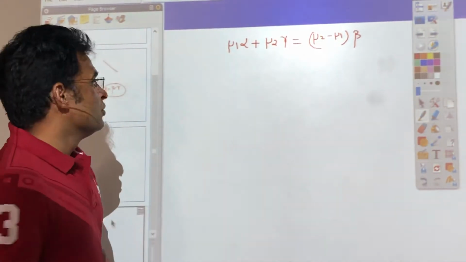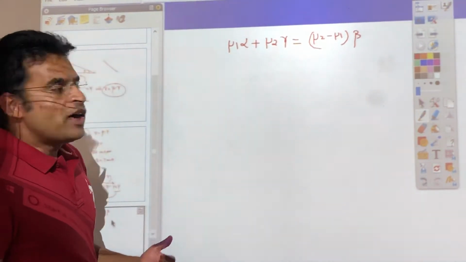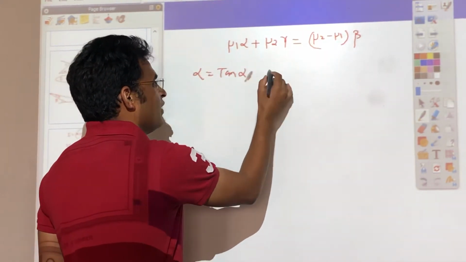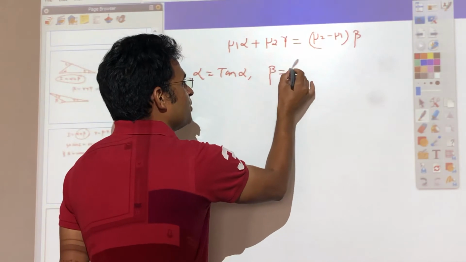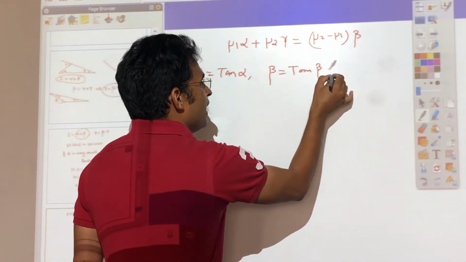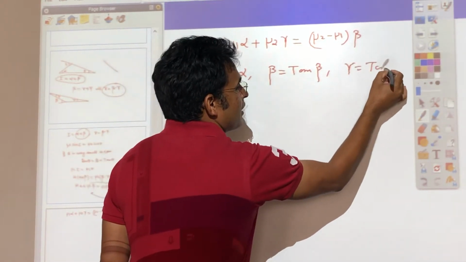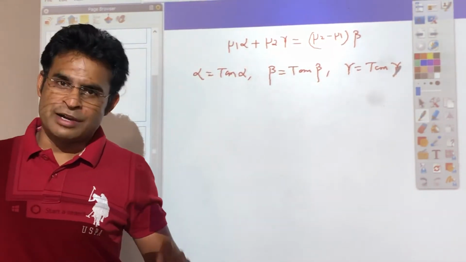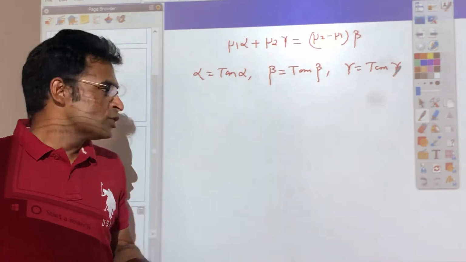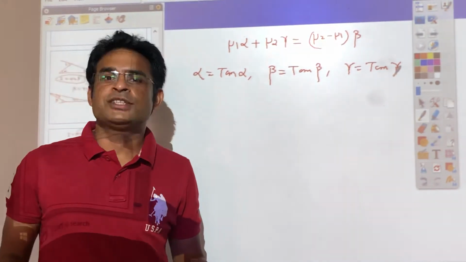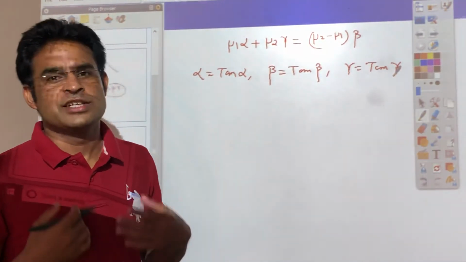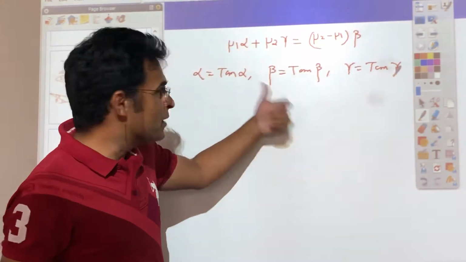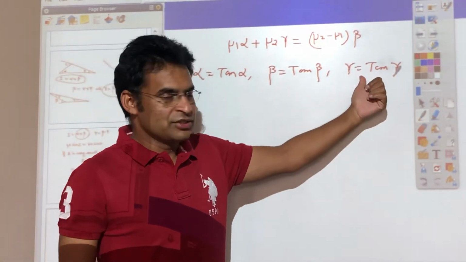This value. We can also write alpha is equal to tan alpha, beta is equal to tan beta, and gamma is equal to tan gamma. How can you write this? Because we know alpha, beta, gamma are also very small angles. In that case, tan alpha is equal to alpha and alpha is equal to tan alpha. Whatever we need to write. In place of alpha, I am writing tan alpha. In place of beta, tan beta. In place of gamma, tan gamma.